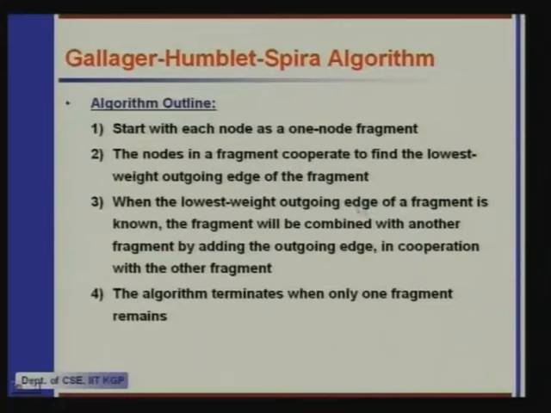And when the lowest weight outgoing edge of a fragment is known or has been identified, the fragment will be combined with another fragment by adding the outgoing edge to the tree in cooperation with the other fragment. Okay. So, the two fragments will join to form a larger fragment. The algorithm terminates when only one fragment remains. That means that the whole spanning tree has been discovered.